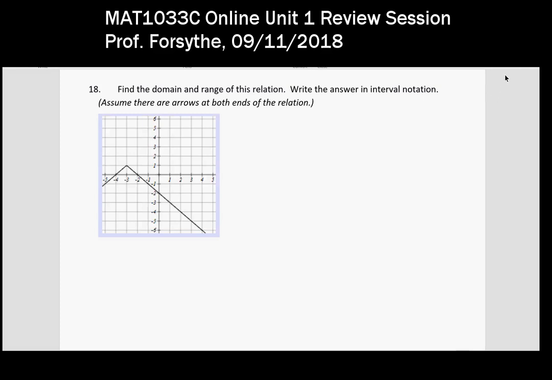Okay, so let's keep the party going. Okay, so now another domain and range.